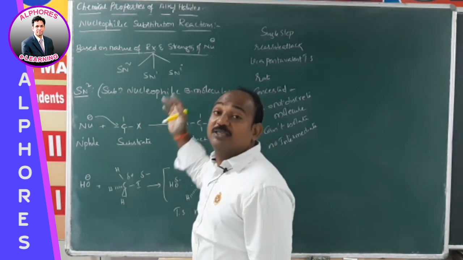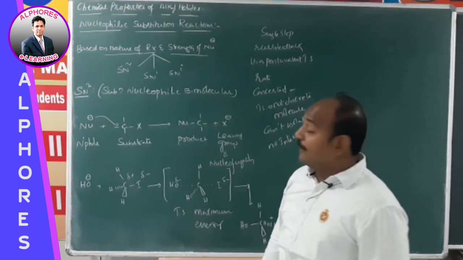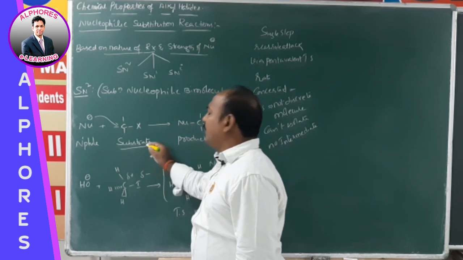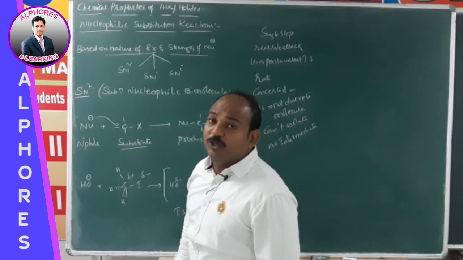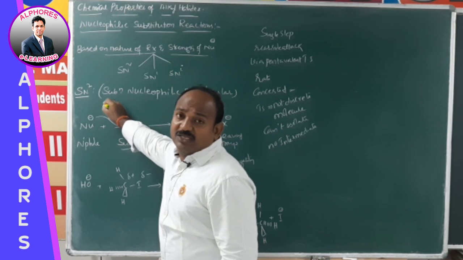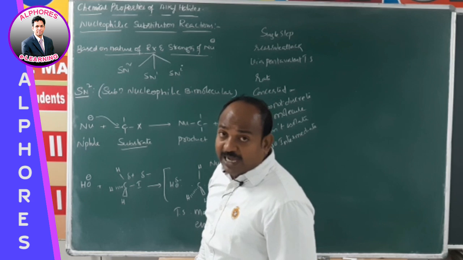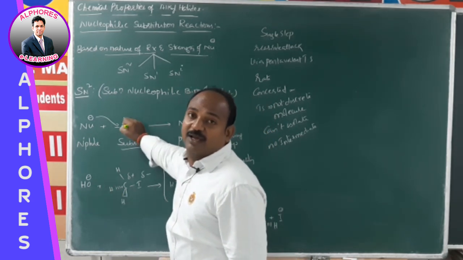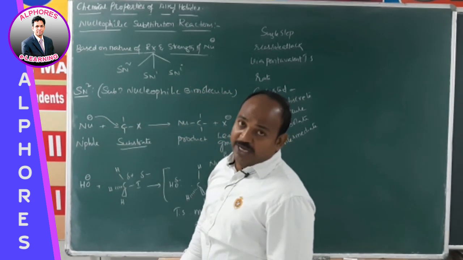Let us see the SN2 reaction, nucleophilic substitution bimolecular, and how the mechanism proceeds. In this case, the alkyl halide that reacts is called the substrate, and the nucleophile, written as Nu minus here, attacks. It may be negatively charged or neutral, whatever it may be, but it should be electron rich, and it has a tendency to attack the electrophilic carbon, meaning the halogen-containing carbon.